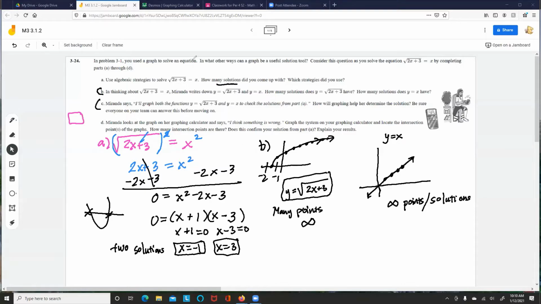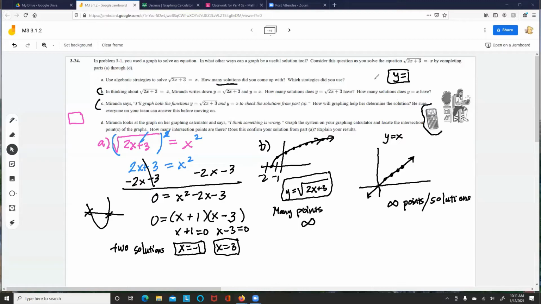C. Miranda says, I'll graph both the functions y equals the square root of 2x plus 3 and y equals x to check the solution from part A. How will graphing help her determine the solution? Let's graph both of these on a graphing calculator. Your book will have graphing calculator pictures. If you have a graphing calculator, go ahead and press the y equals button and go to the graphing screen. You can totally use your graphing calculator to do this.